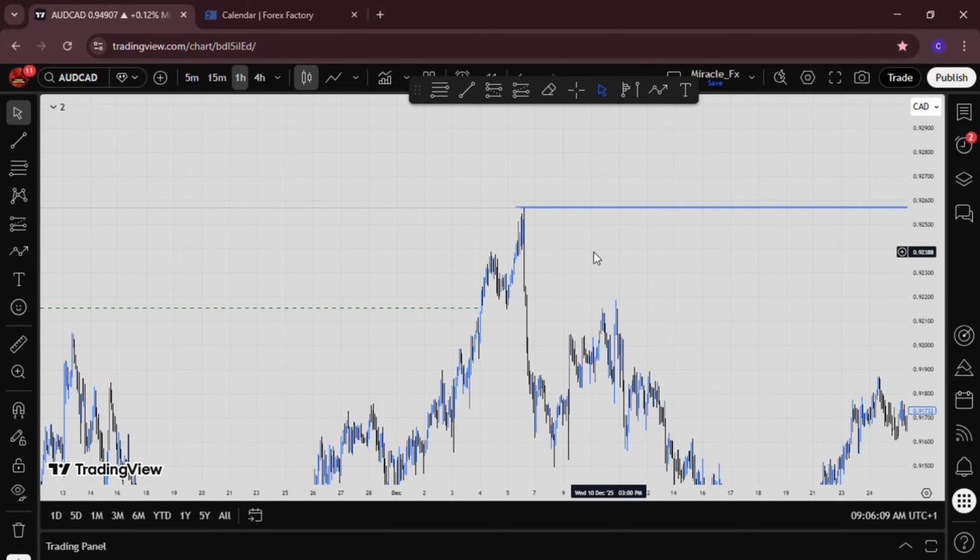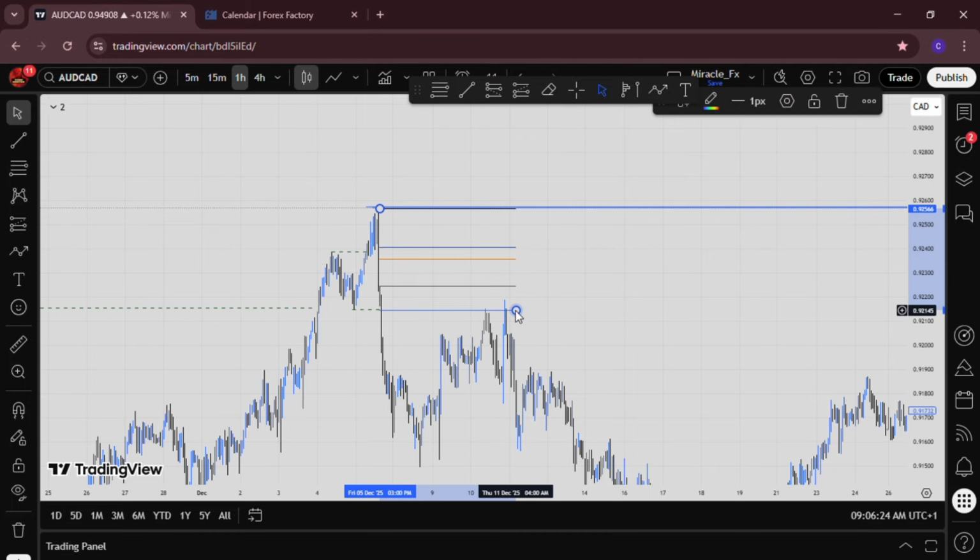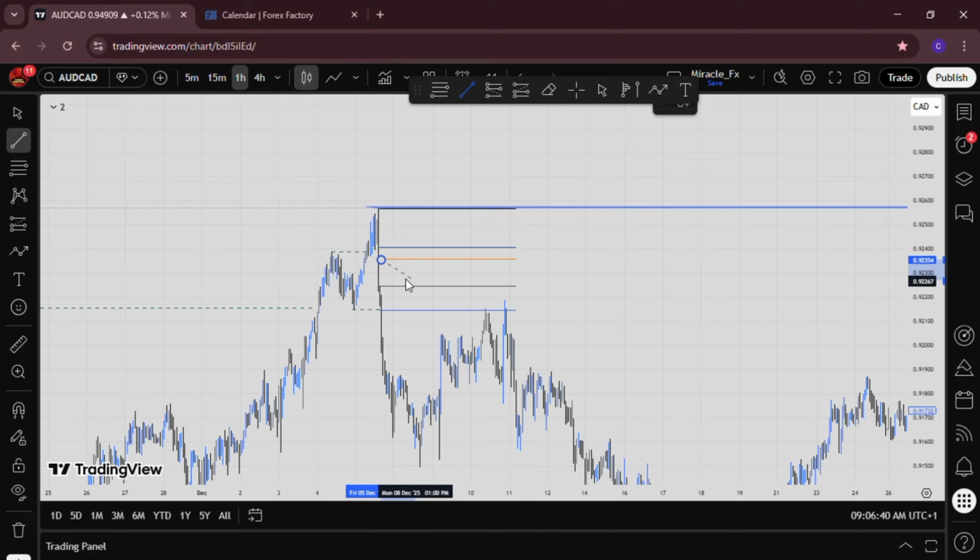So this is my sweep of liquidity on the lower time frame. That's the 1 hour. This is the break of structure. And I'll mark out my Fibonacci extension. Price got into this zone. I did not take this trade because I was expecting price to get somewhere here, but price didn't get to that zone, so I left the trade to just play out.